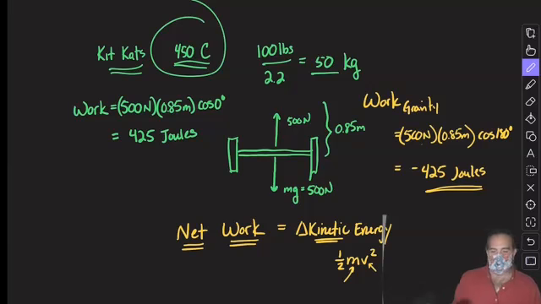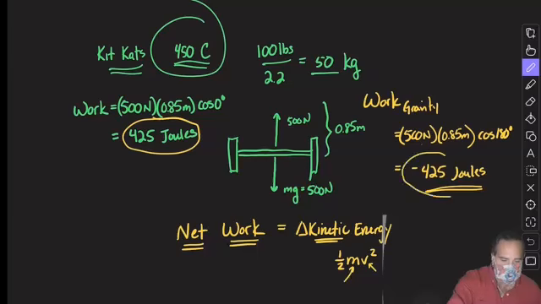When you do work, you're attempting to change the energy of an object. You hope to change its velocity by giving it kinetic energy. When I pushed up on the bar, I gave the bar 425 joules of energy. The problem is gravity took away 425 joules of energy. So the net work done was 0. When the bar got up there, was it moving? No, it probably stopped because I never changed its total energy.